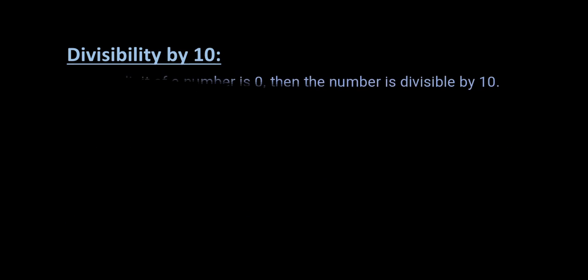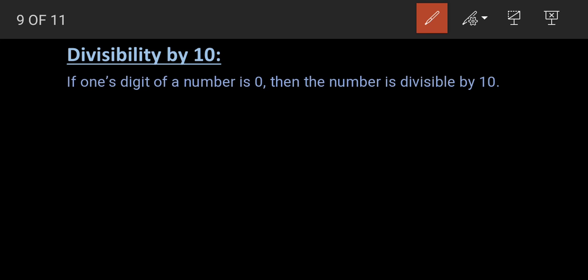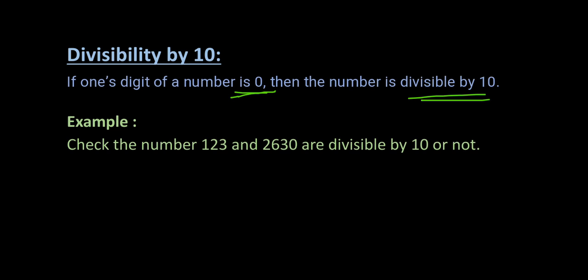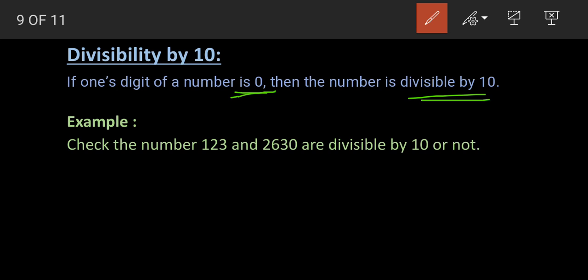Now come to divisibility by 10. It is same as 5. In that we have to check whether the last digit is 0 or 5. Here we have to check that the digit in ones place is 0. If the digit in ones place is 0, then the number is divisible by 10. Otherwise, it is not divisible by 10. Here is an example. Check whether the numbers 123 and 2630 are divisible by 10 or not.